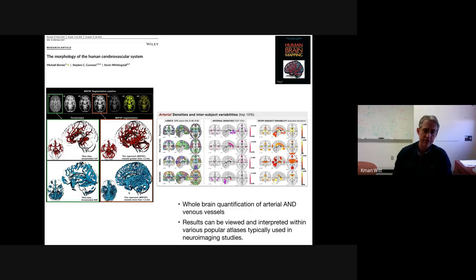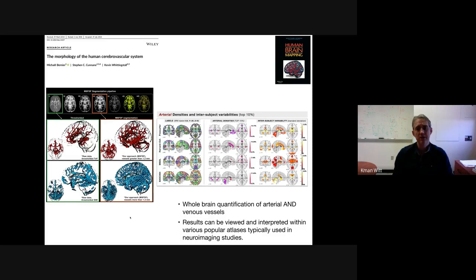And of course, all these images can be easily transformed into different anatomical spaces or different atlases, which means that if we're interested in looking at the vessel density in the hippocampus of a certain patient group, this is of course entirely possible. But the inverse is also possible.